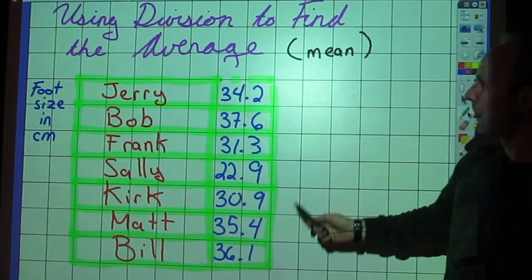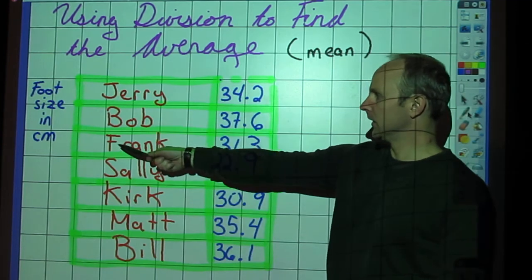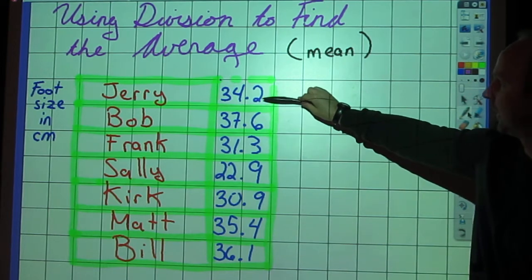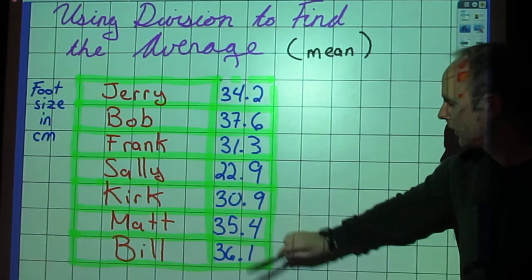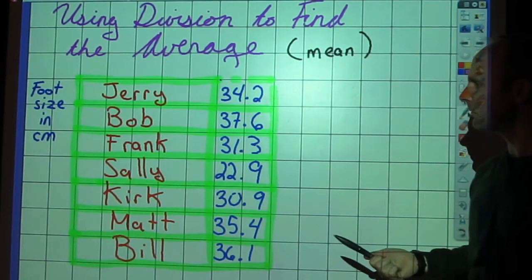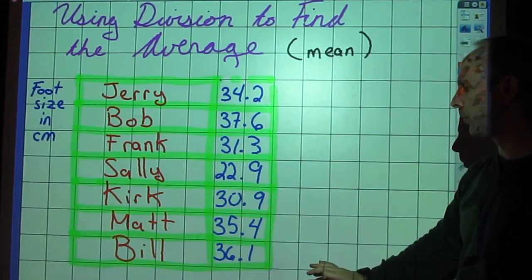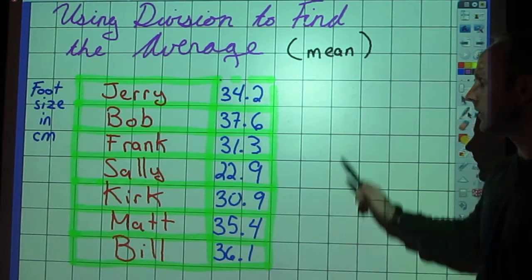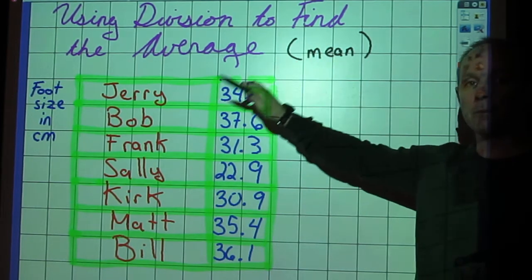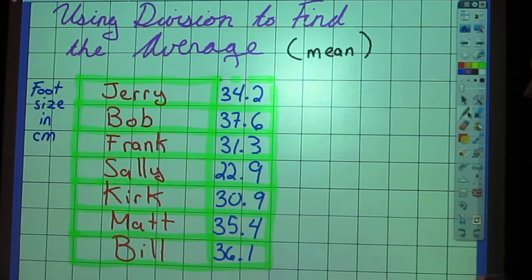So in this case here, I have a table. This table shows foot sizes in centimeters of these people here. So over here I have my data points, and here's how I calculate my average, or it's also called mean. The first thing I need to do is add up all of the data points and get that sum. Once I have my sum, that becomes my dividend, and the number of points of data I had becomes my divisor. And I'll show you what I mean by that.